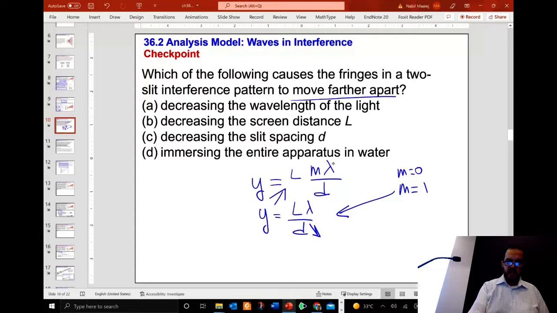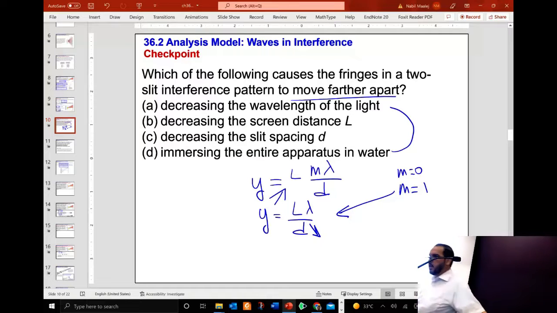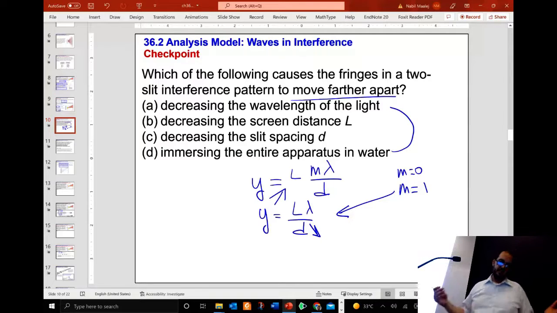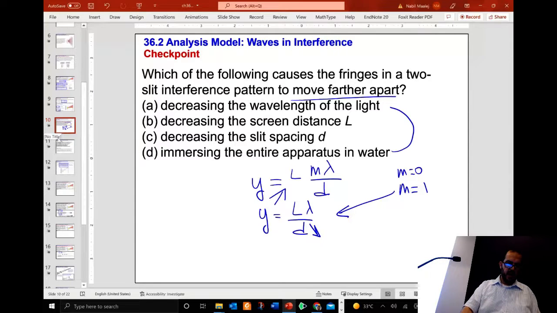Now, immersing the entire apparatus in water is actually similar to decreasing the wavelength, because the wavelength in air for a laser, for example, is larger than the wavelength of the laser in water. So it's very similar, but we did not study this because we did not cover some of the earlier chapters of optics. So the correct answer anyway is C. All right?